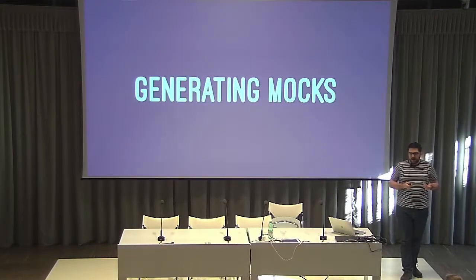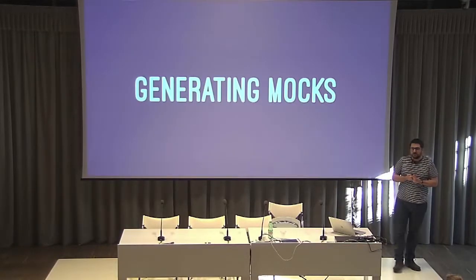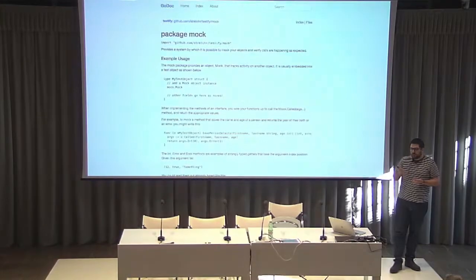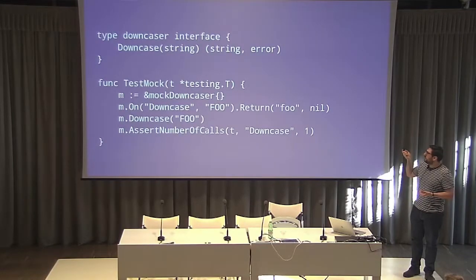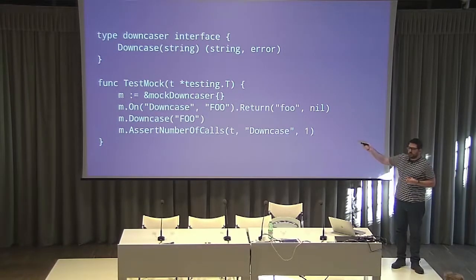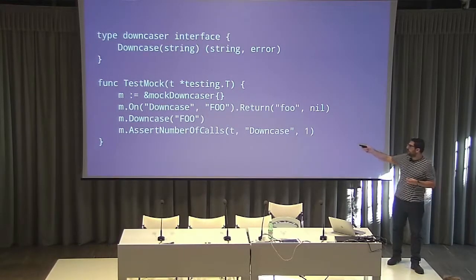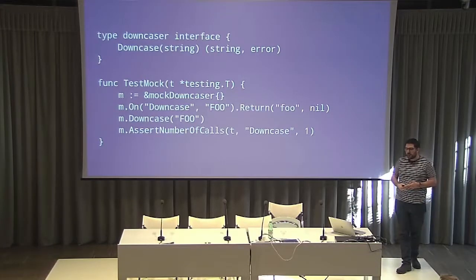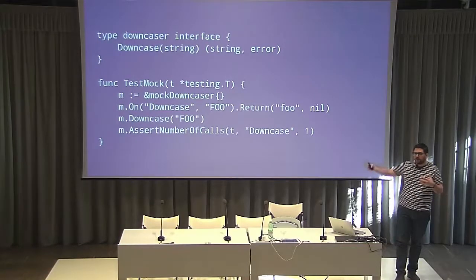So that's one thing that I do a lot: generating mocks for my interfaces automatically. In Testify, we have a mocks package where, if you have a downcaser interface, you can create your own mock and say, when I receive a call to the method downcase with the argument foo, I want to return foo and nil as the error. You call that method on the mock, and then you can assert that you actually called that method. It allows you to build mocks, and it's really useful whenever you have a struct that has another dependency.